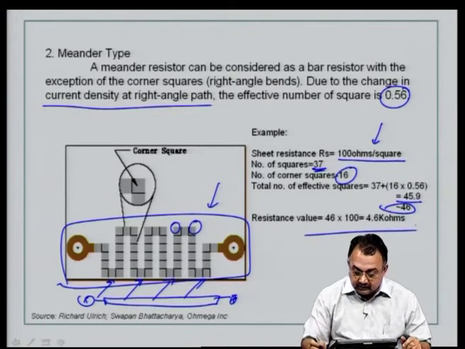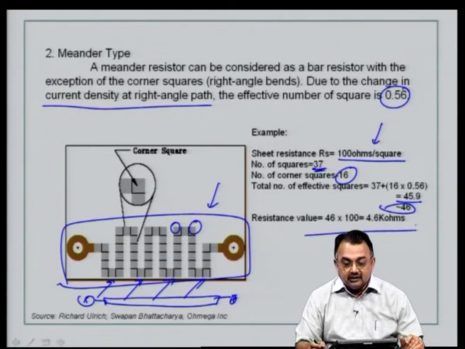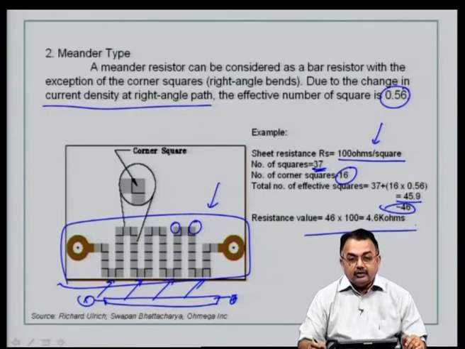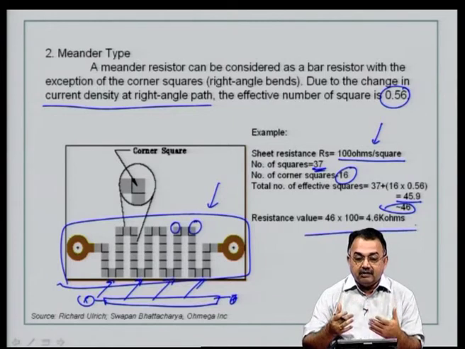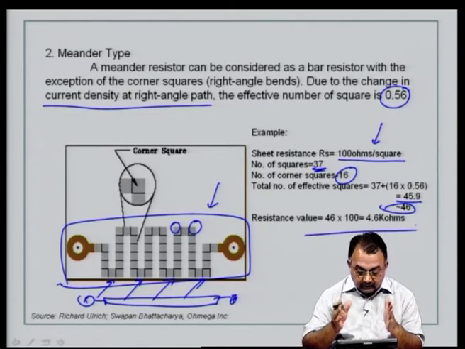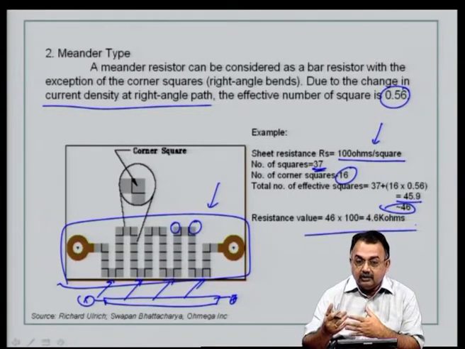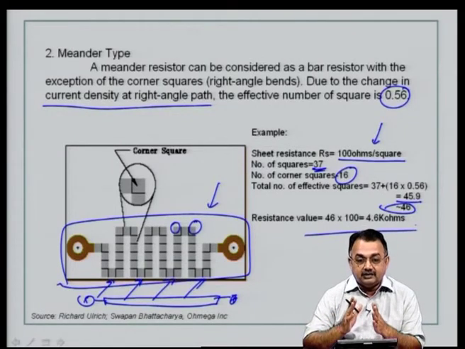Therefore, the resistance value for this particular geometry with this number of squares is essentially 4.6 kilo ohms. So, if you are in your prototyping or in your large scale manufacturing, and you are considering this particular pattern for this particular value, you can use the same material constantly which has the same sheet resistivity.